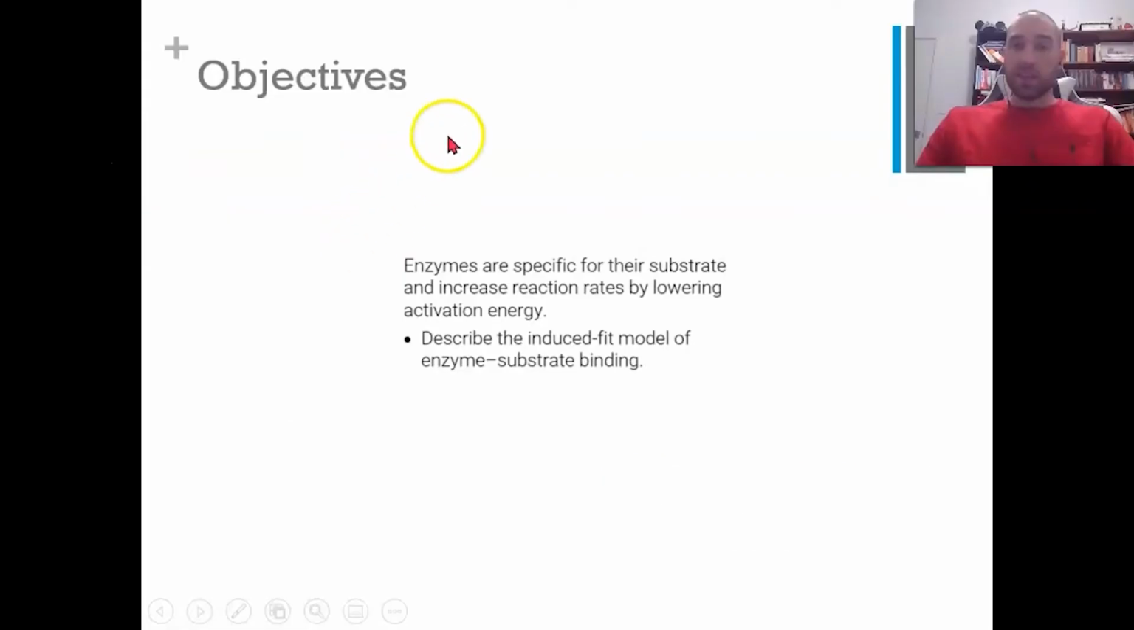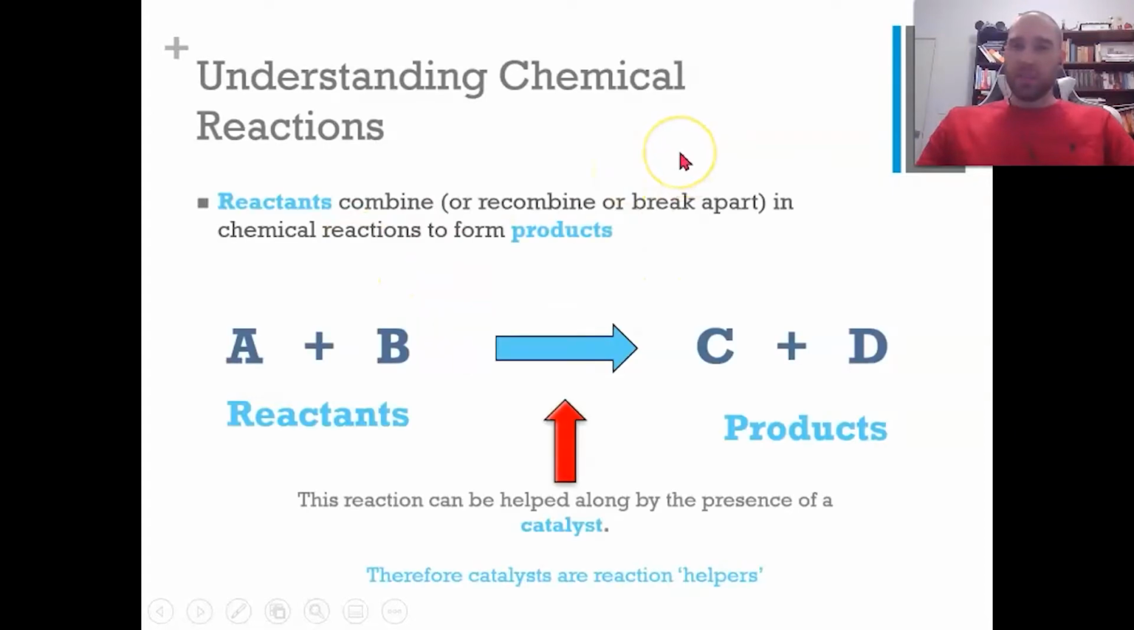So, science understandings we're going to look at. Enzymes are specific for their substrate and increase reaction rates by lowering activation energy, and describe the induced fit model of enzyme substrate binding. So hopefully you know a little bit about chemical reactions.